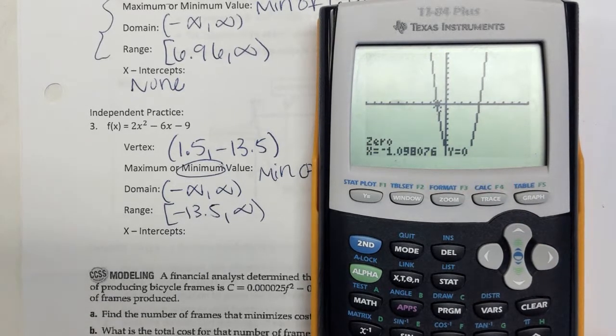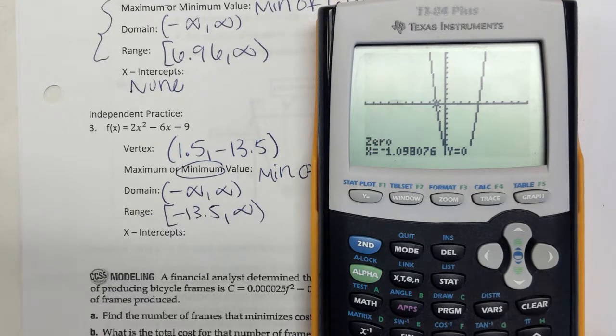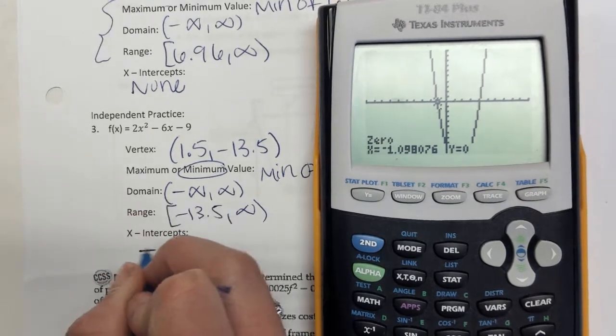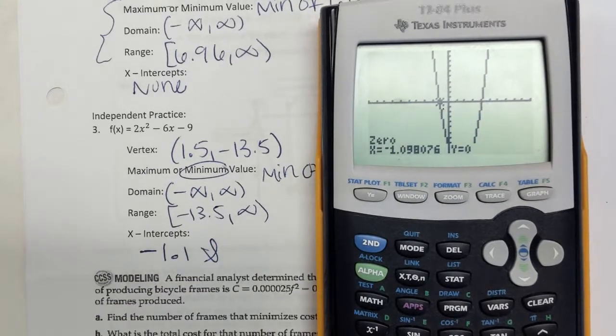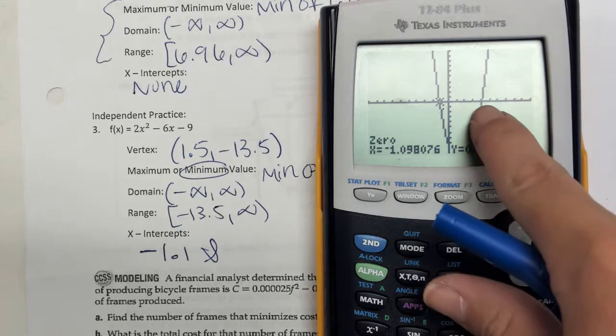And y'all should have gotten like negative 1.1. Did everybody get that? Negative 1.1. Alright, now to find the second one over here, Rihanna, what do I do?